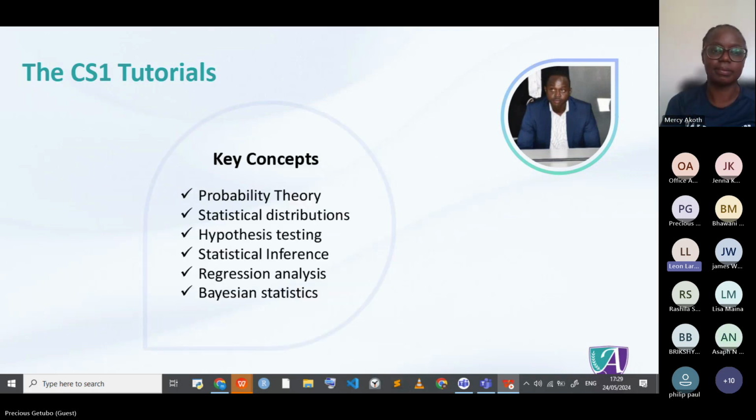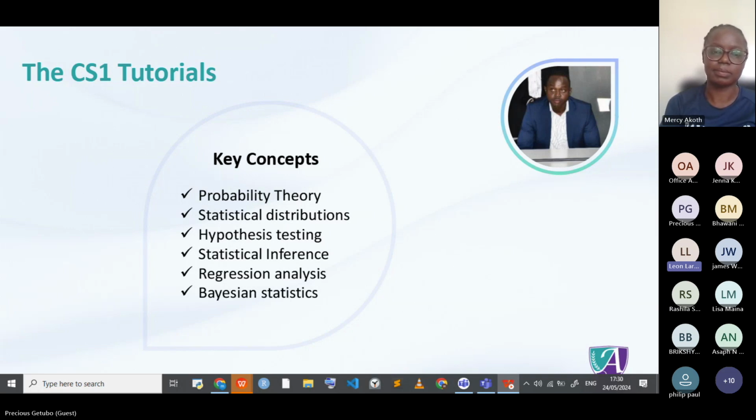On CS1, these are the main backbone. CS1 is mainly to understand your statistical knowledge. First of all, you have to understand the probability theories. Then once you have understood the probability theory, you have to understand the distributions that we have. Once you have understood the distributions, these distributions need to be applied to various scenarios. Then you come to learn about regression analysis and finally Bayesian statistics.